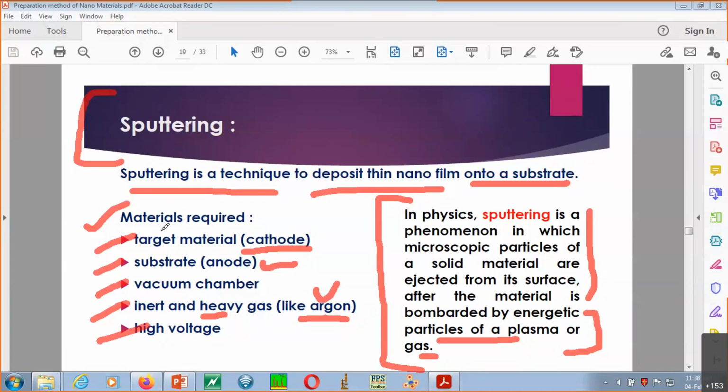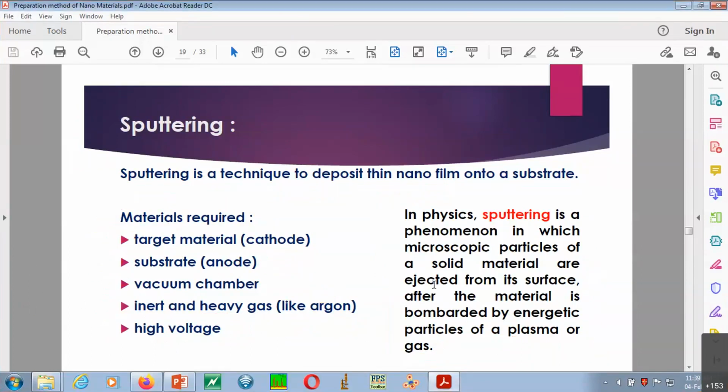Almost similar, right? The only thing is the source is different. In the earlier method, the laser is the source, and here the charged particles, which are generated from the inert gases, will be the source. So let me come to the next part.